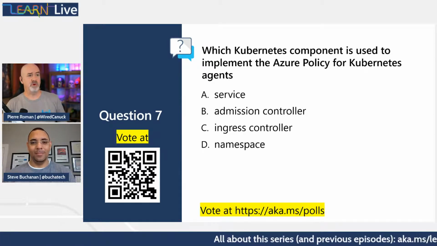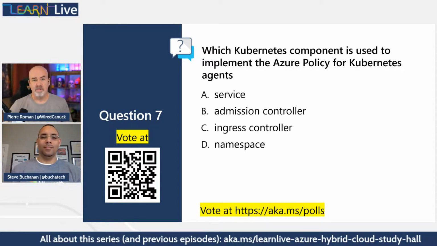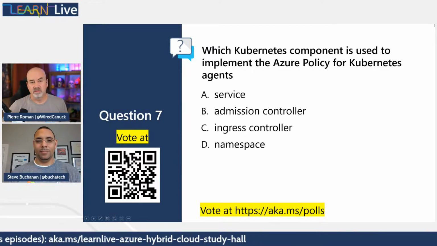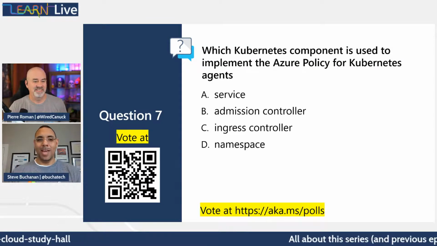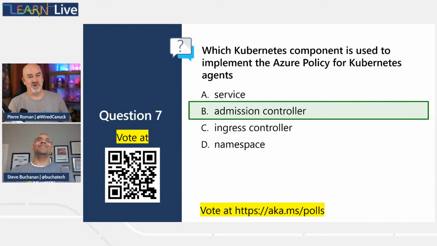Which Kubernetes component is used to implement Azure Policy for Kubernetes? I mentioned that it was Gatekeeper, but Gatekeeper is what? Do you have any guesses? No, it's not a service. It's an admission controller. As I mentioned, it looks at all of the requests for a configuration change or deployment, and as an admission controller decides whether or not to allow it to go in.